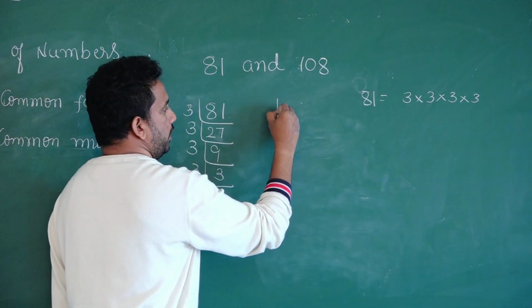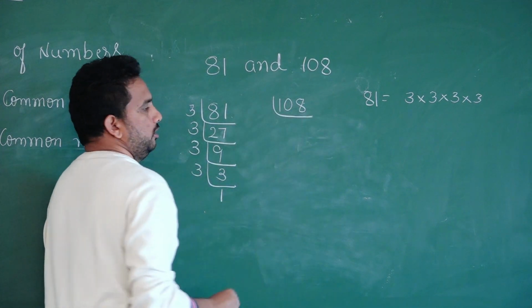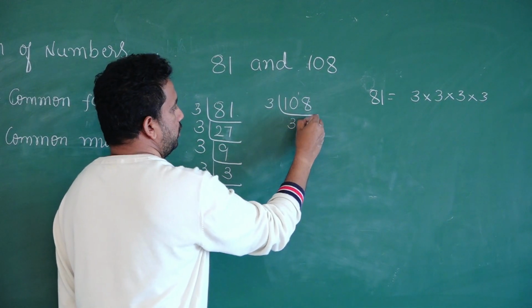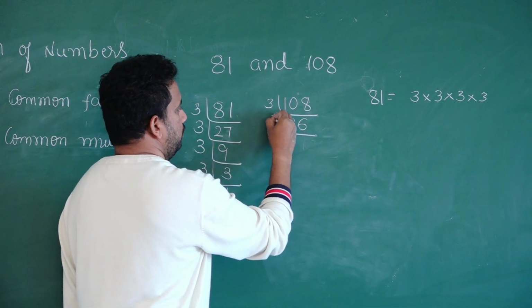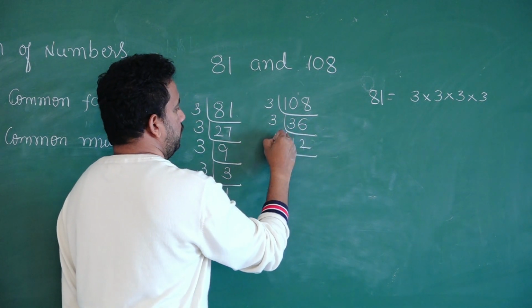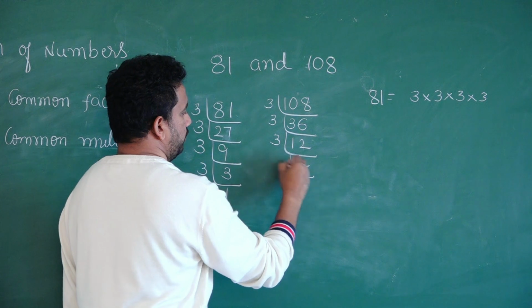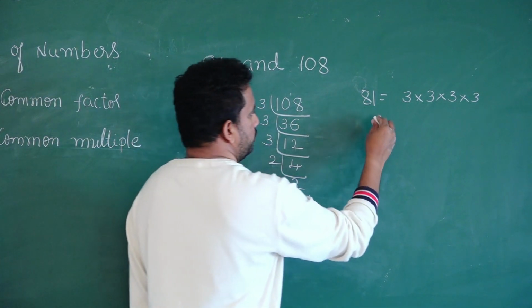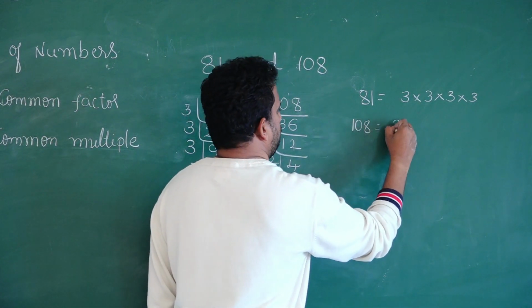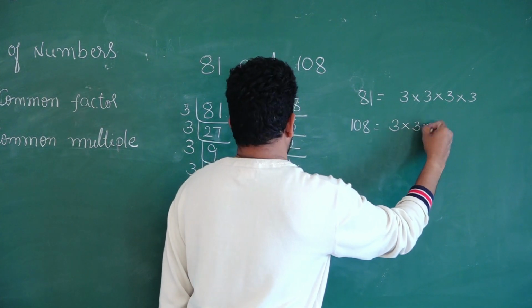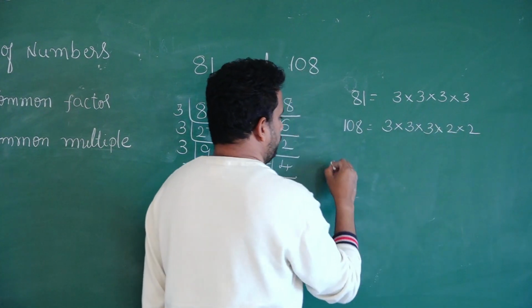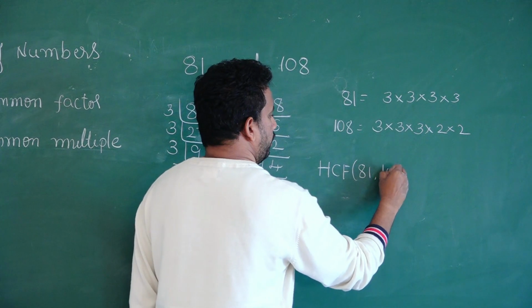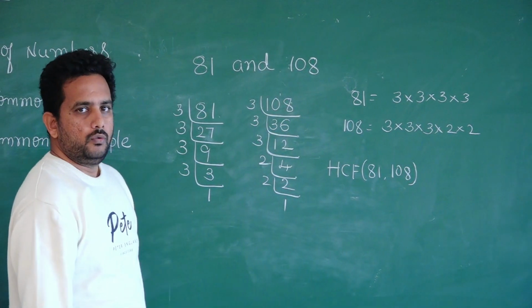So like that, now 108. It is also divisible by 3. 3 times 36 is 108, 3 times 12 is 36, 3 times 4 is 12, then 2 times 2 is 4, 2 times 1 is 2. Therefore 108 we can express as 3 into 3 into 3 into 2 into 2. So here we have to find the HCF of 81 and 108.